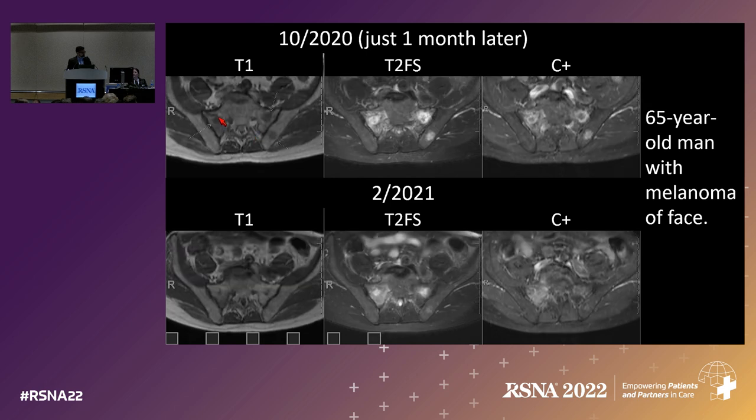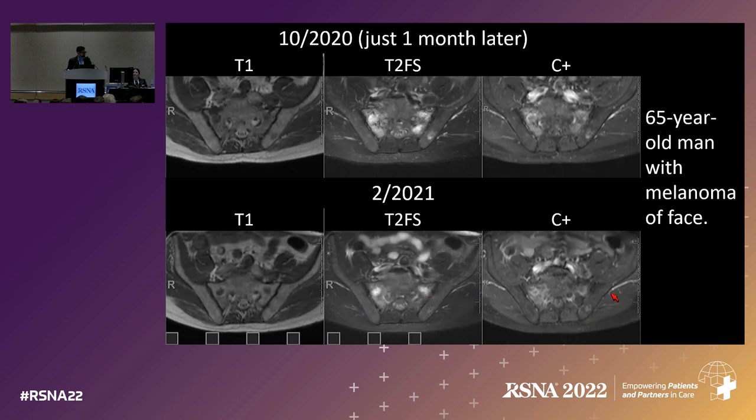And then now you have these rounded areas of T2 hyperintensity and T1 intermediate to low, and then peripheral enhancement. And then on follow-up, these things get smaller. On the T1, on T2, they're still there, but maybe a little bit smaller. There's also this thing in the posterior ilium.